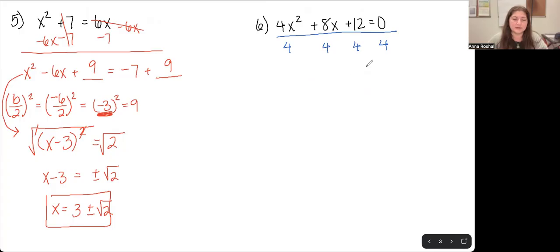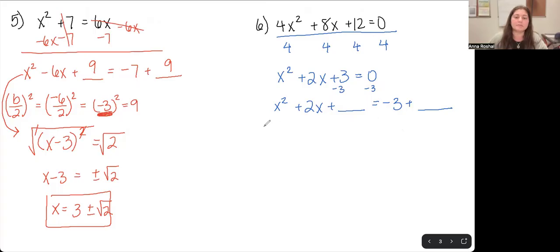So I'm just going to do 0 divided by 4. So I'm going to be left with x squared plus 2x plus 3 equals 0. I know I need to get the x's to one side, so I'm going to go x squared plus 2x plus some unknown for now equals minus 3 plus some unknown. And this became a minus 3 because I just subtracted 3 from both sides.